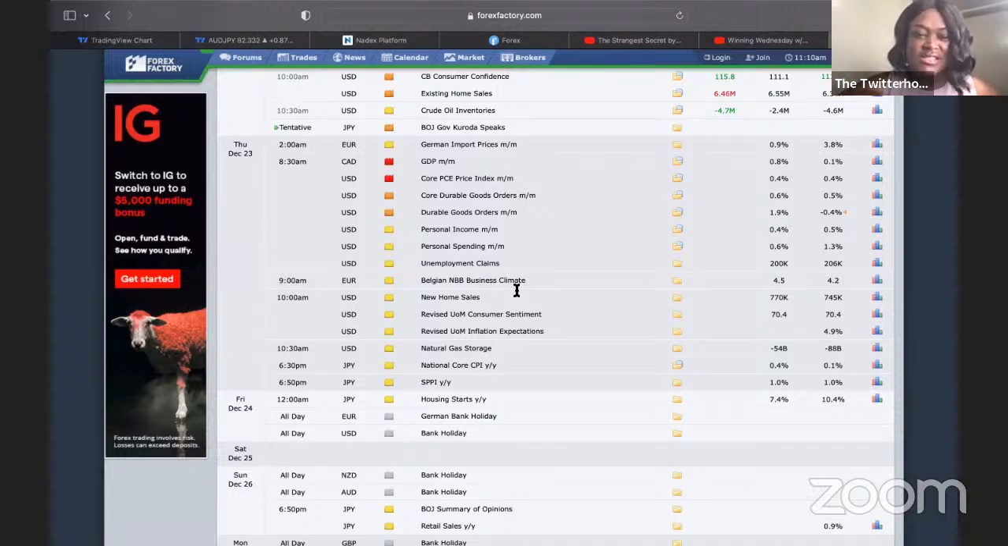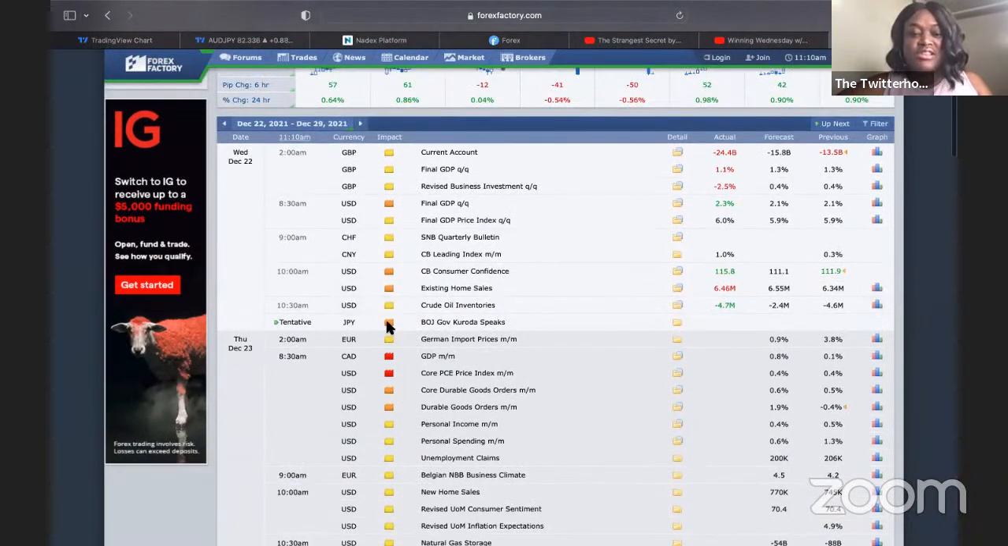But the market is still moving and there are trades that can be taken. It's just up to each individual to decide whether or not they want to trade. But okay, looking at this, we see nothing is off limits. We look at Forex Factory to decide what we're not going to trade. Right now, nothing is off limits.